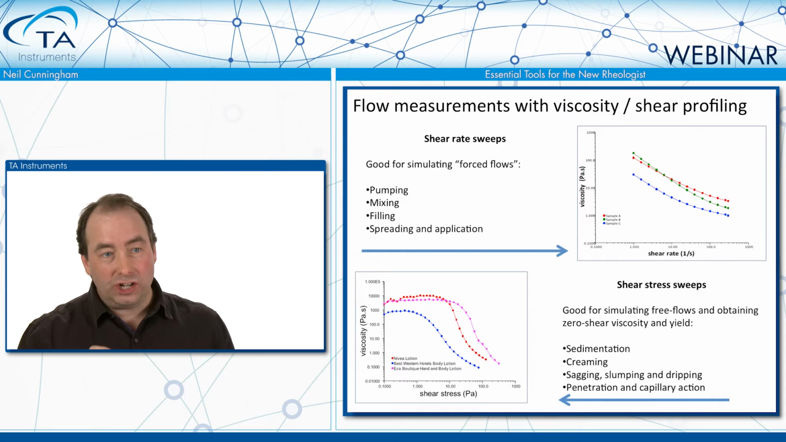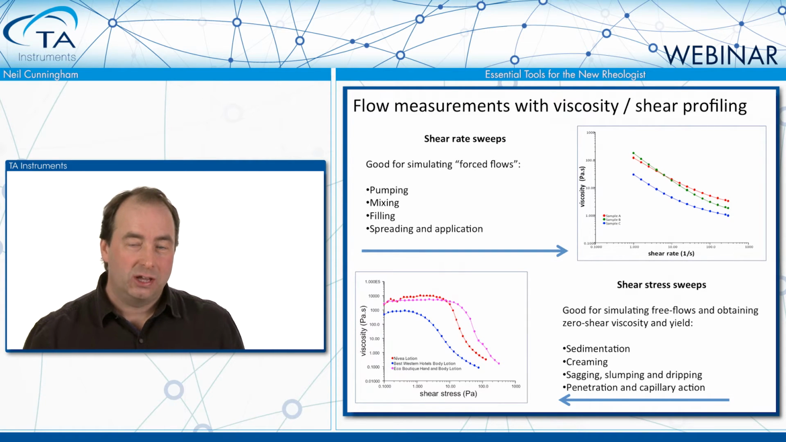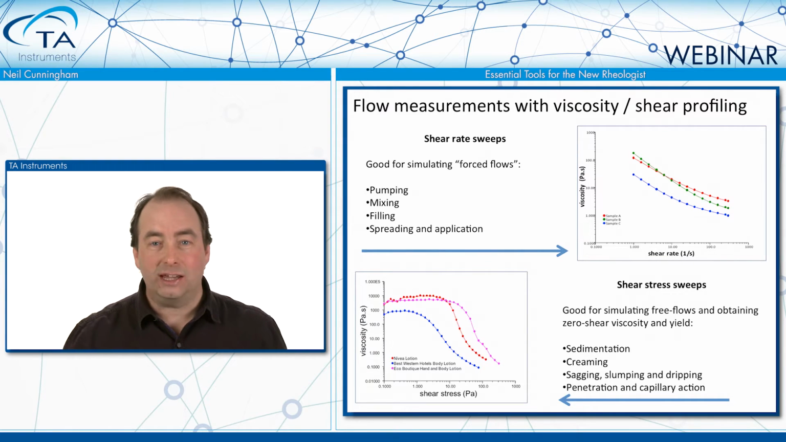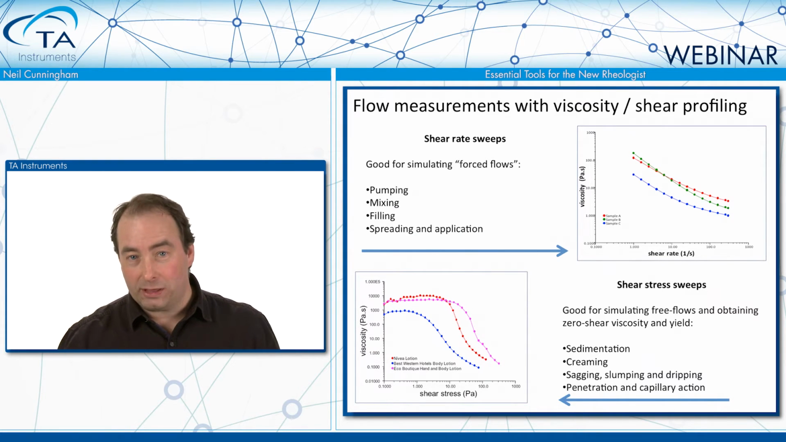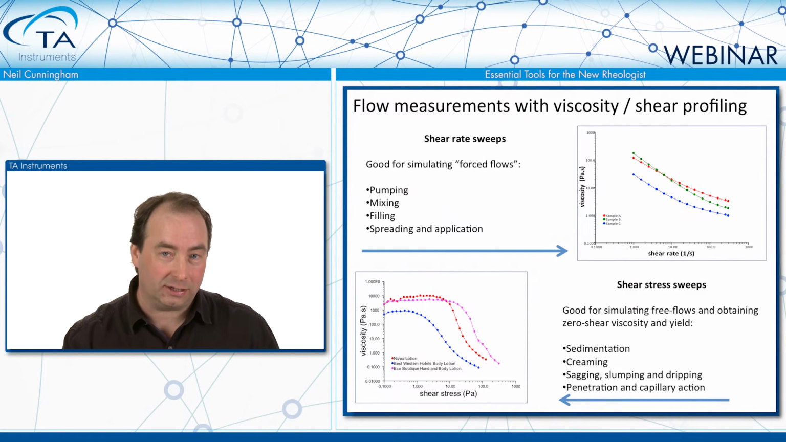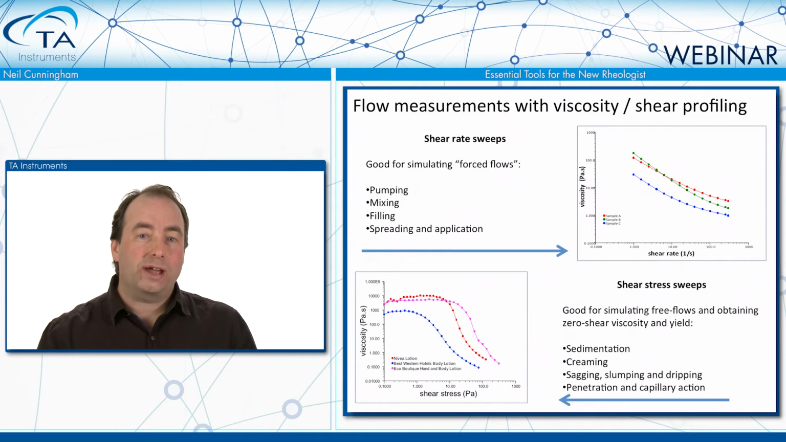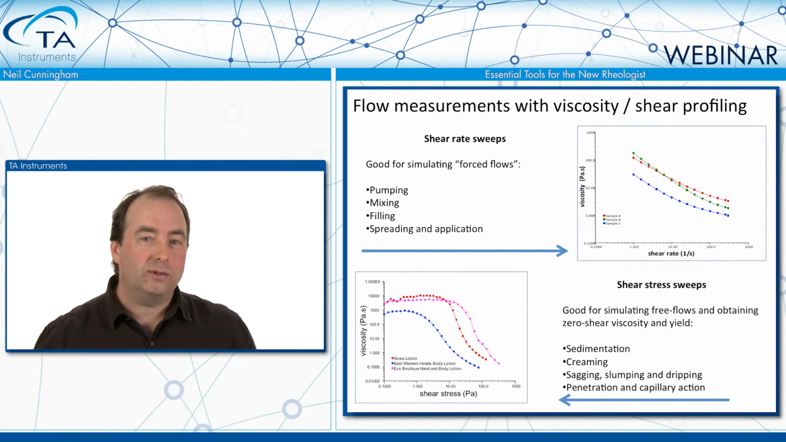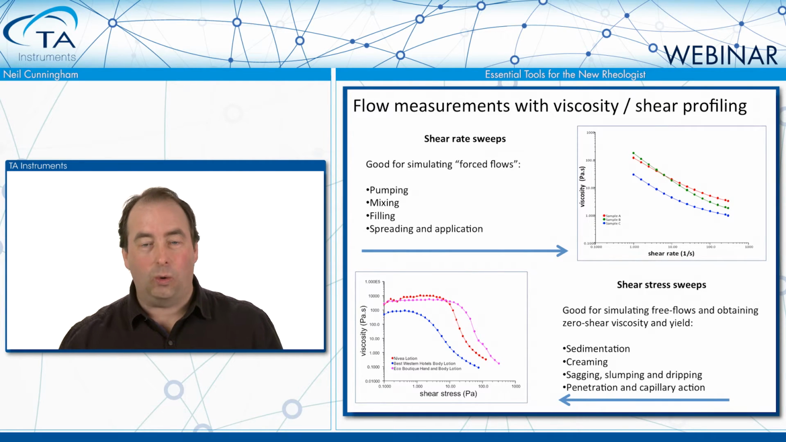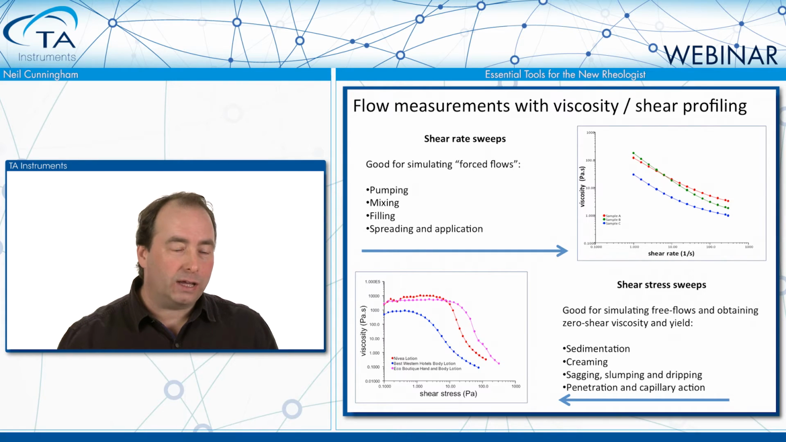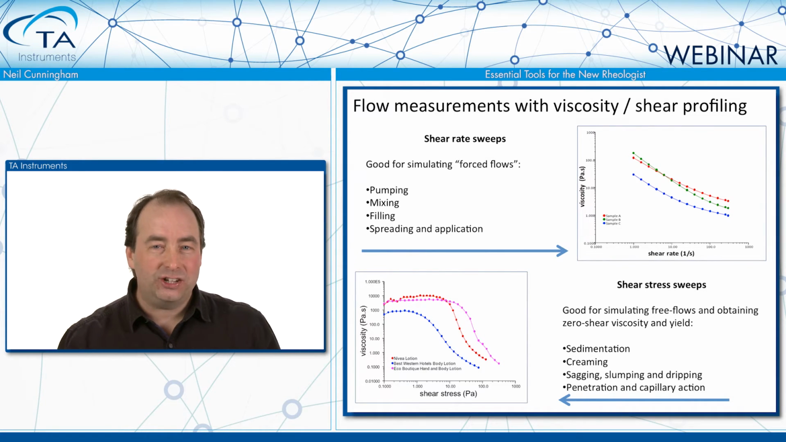If we contrast the shear rate sweep to the shear stress sweeps, they are generally far more delicate tests, and typically what we're doing there is we're probing the structure of the material and then looking at what happens as we get that structure to disrupt and then the product goes into a flow behaviour. Shear stress sweeps are great for characterising what I call free flows, so flows that are driven by gravity or capillary forces, but typically in fairly gentle situations.